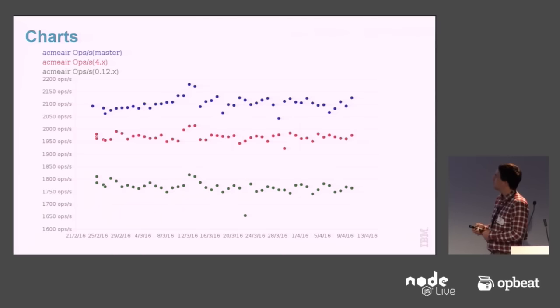It's quite a good sign, so we can see there at the top we've got the master branch performing the best, followed by Node 4, followed by Node 0.12. So it's the right sort of pattern. We want to see newer versions of Node performing better than the previous ones.